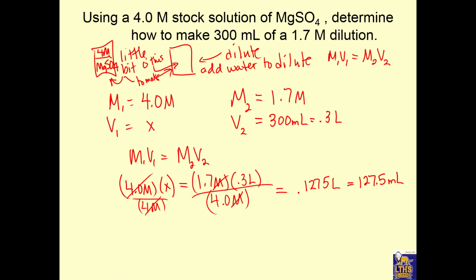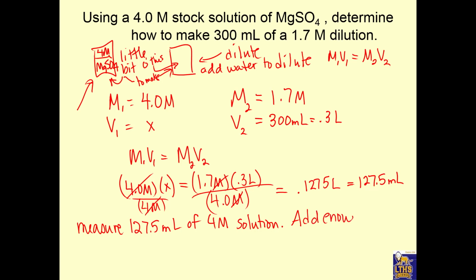It means I have to measure 127.5 milliliters of 4 molar solution into a new container. And then I take that, add enough distilled water. I'm going to put DI for distilled, deionized water, to make 300 milliliters of 1.7 molar solution.